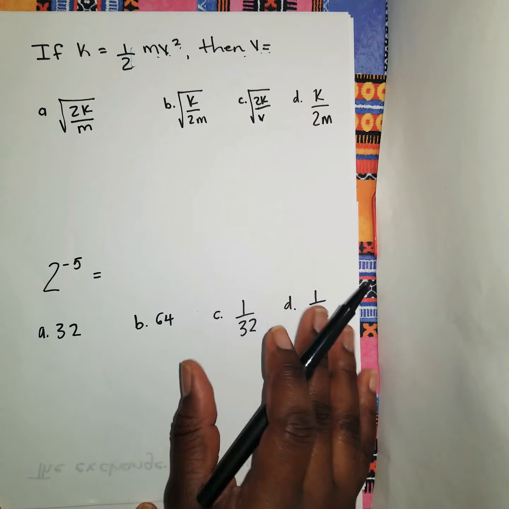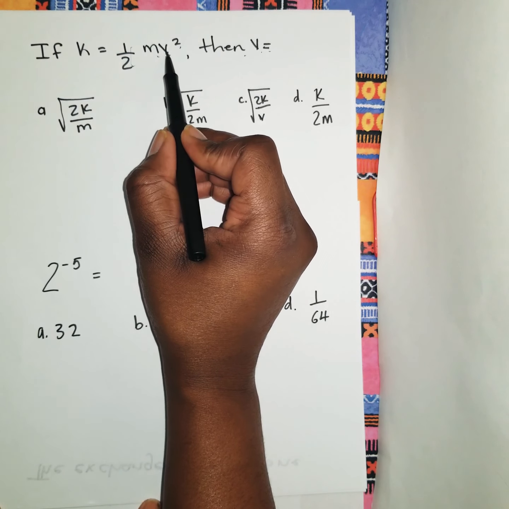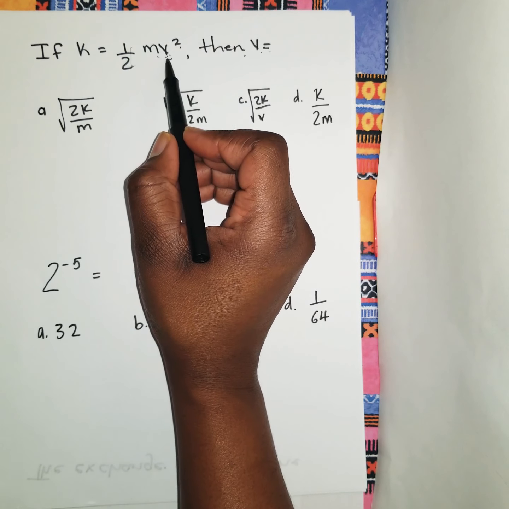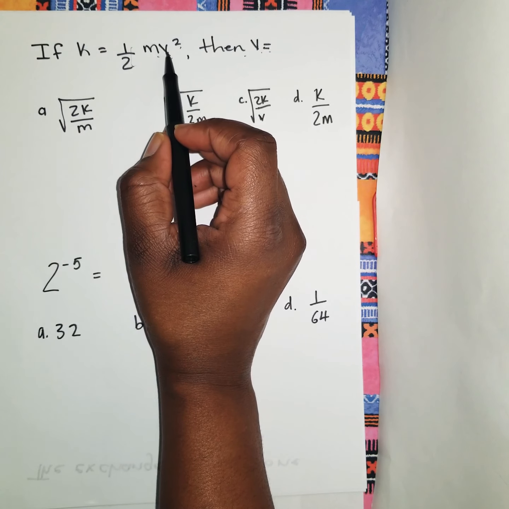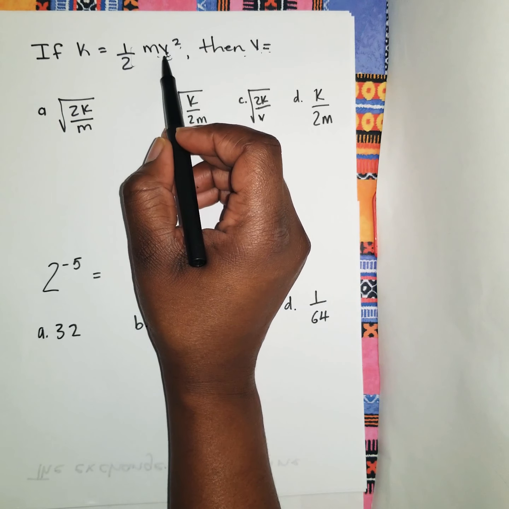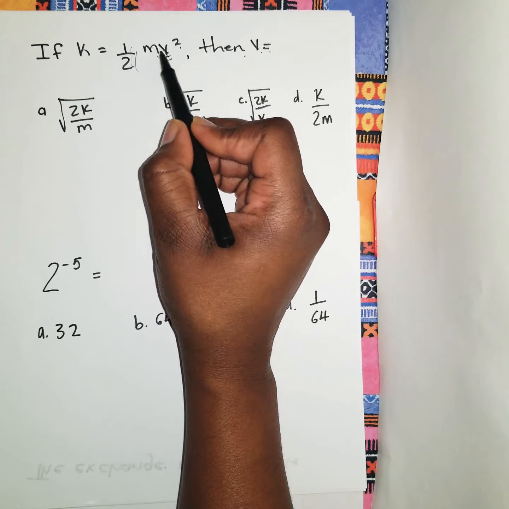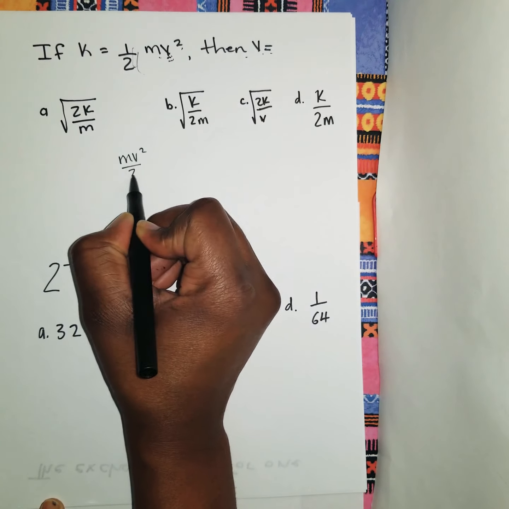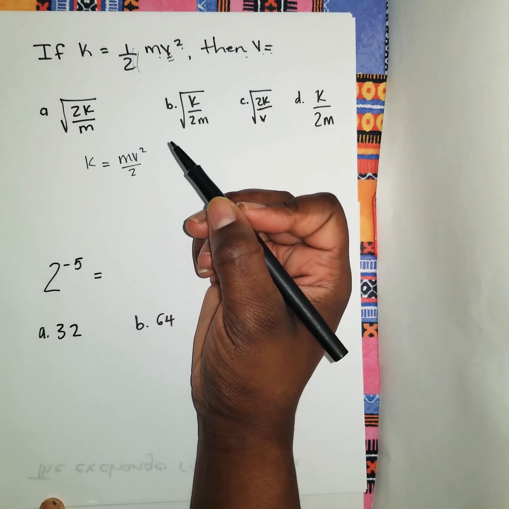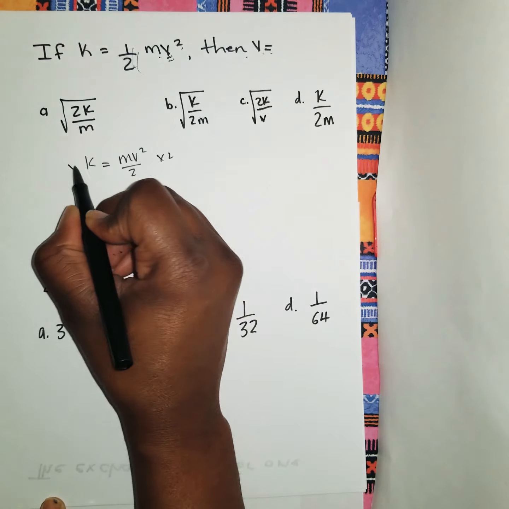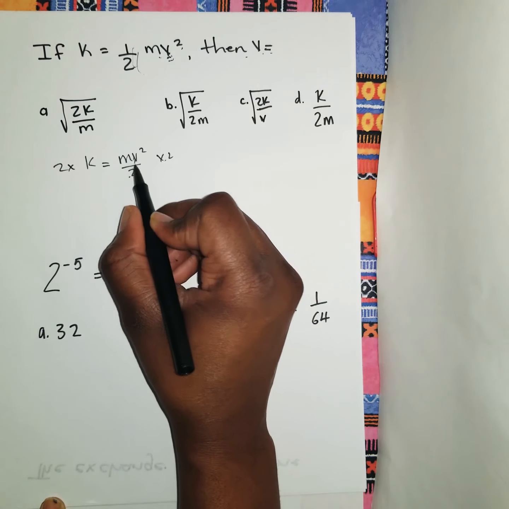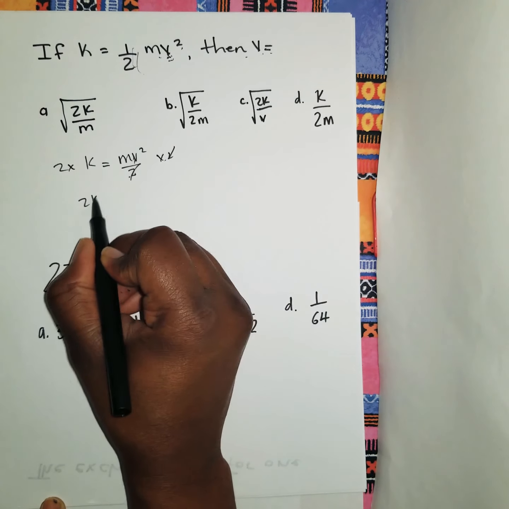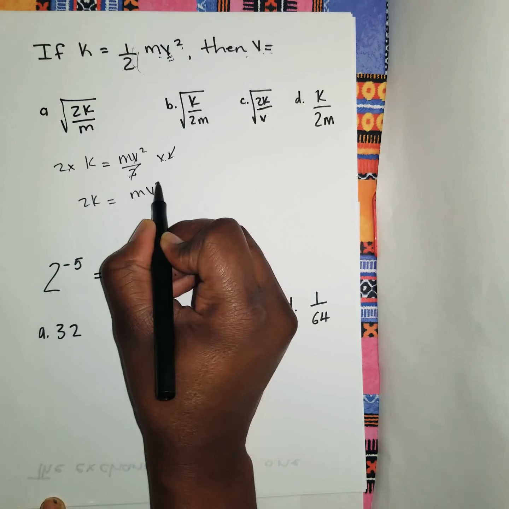So in order to transpose, guys, you need to do the opposite operations for all of them until you reach the desired letter you want to find, which is V. So half mv squared basically means mv squared over 2 is equal to k. All right, so we're going to be multiplying by 2 on both sides because it's dividing by 2 right here. So 2k is equal to mv squared.